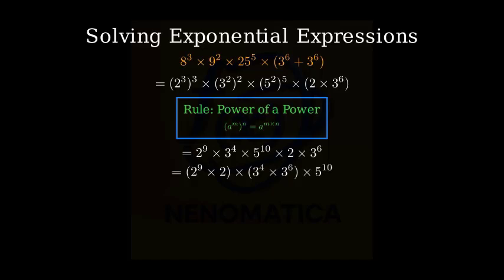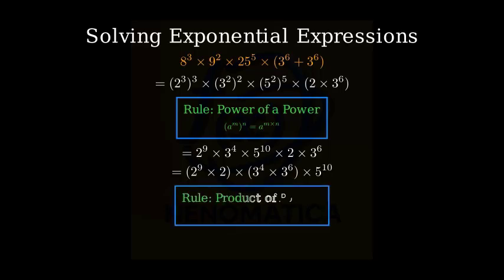2 to the 9th power times 2, and 3 to the 4th power times 3 to the 6th power times 5 to the 10th power. Next, let's apply the product rule for exponents, where a to the m times a to the n equals a to the m plus n. So 2 to the 9th times 2 equals 2 to the 9th plus 1, or 2 to the 10th power. And 3 to the 4th times 3 to the 6th equals 3 to the 4th plus 6th, or 3 to the 10th power.